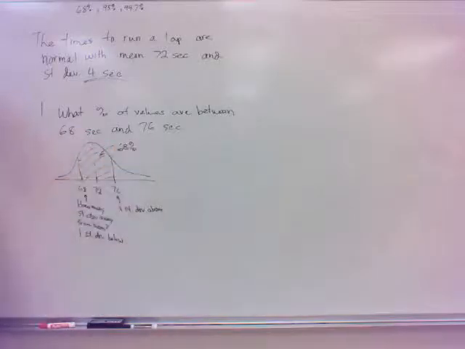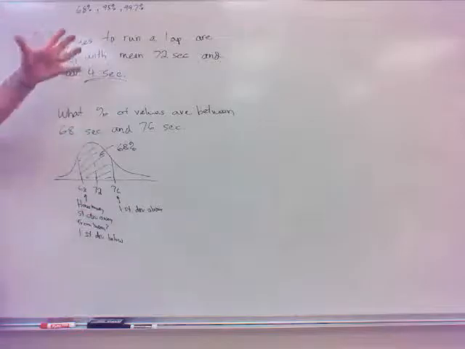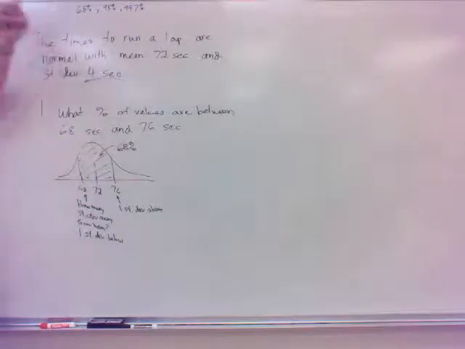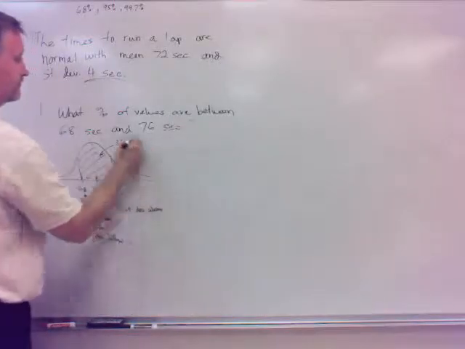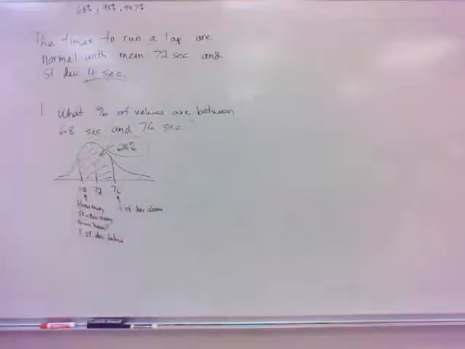So isn't that 68%? That's what the empirical rule tells me. For any normal distribution, this means 68% of the values are between 1 standard deviation below and 1 standard deviation above. So this answer is 68%. Okay?